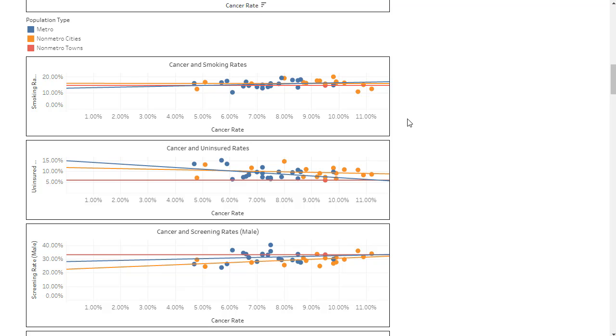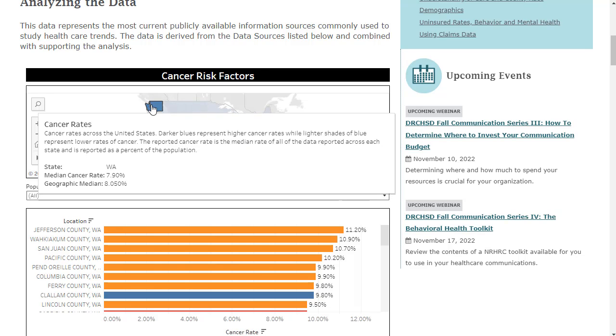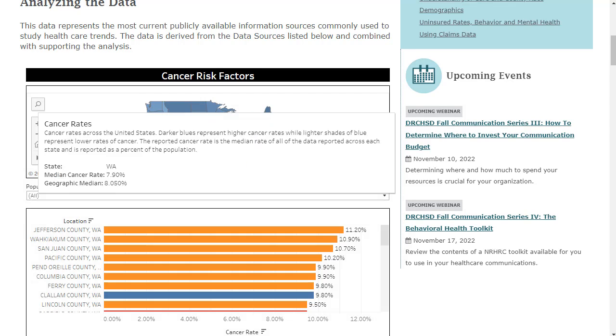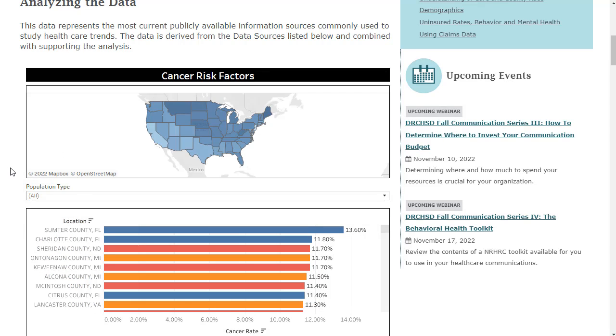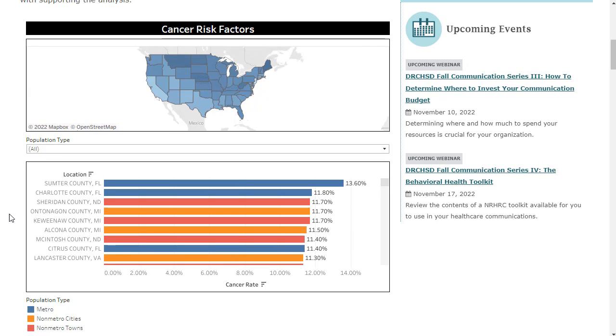So in this dashboard, you can select different states, or you can deselect the state that you've selected to bring it back to the entire United States, and that refreshes all the data, and you can see all the counties. So you can select states, you can select population types, and all the data will be updated accordingly. So take a look at that and look at your state and look at different populations for that state.